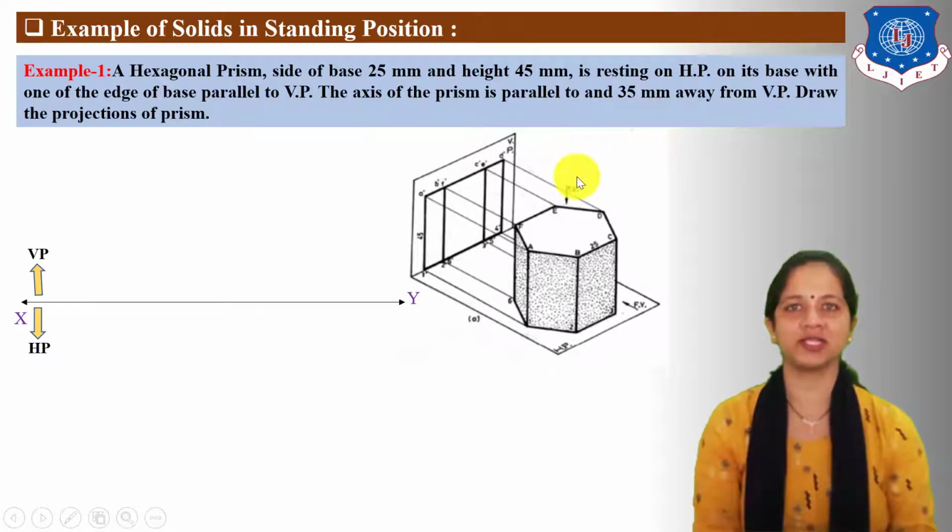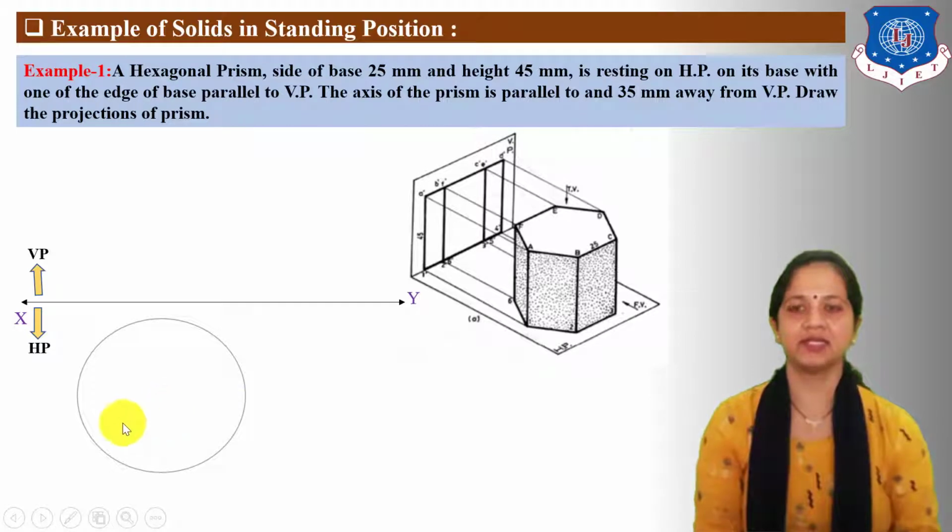From the top direction we cannot see height, so we can see the shape of the base or top face, which is a hexagon. So draw a hexagon below the XY line. Use the circle method for hexagon drawing. First, draw a circle. The radius of the circle is equal to the side length of the base edges.